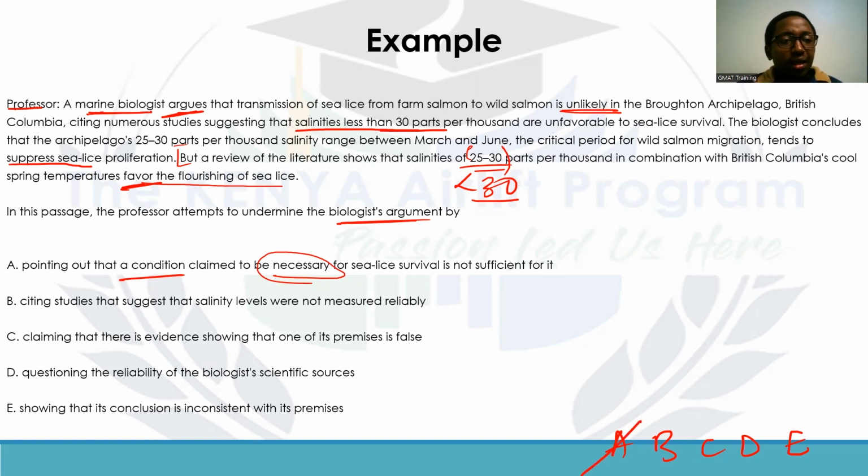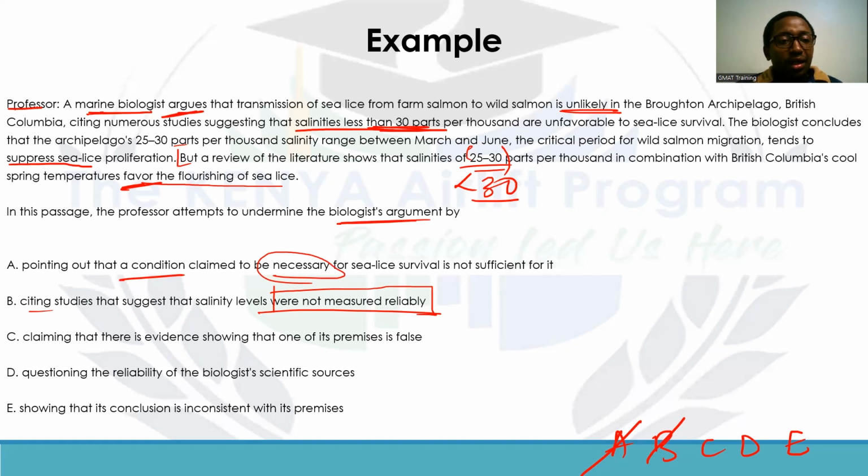A is out. B, citing studies that suggest that salinity levels were not measured reliably. This is not correct because the studies that the professor cited mentioned 25 to 30 parts per thousand of salinities, which, like the studies the marine biologist mentioned, are less than 30 parts per thousand. So it's kind of like using the same studies but different arguments. The professor never insinuated that the salinities were not measured reliably.